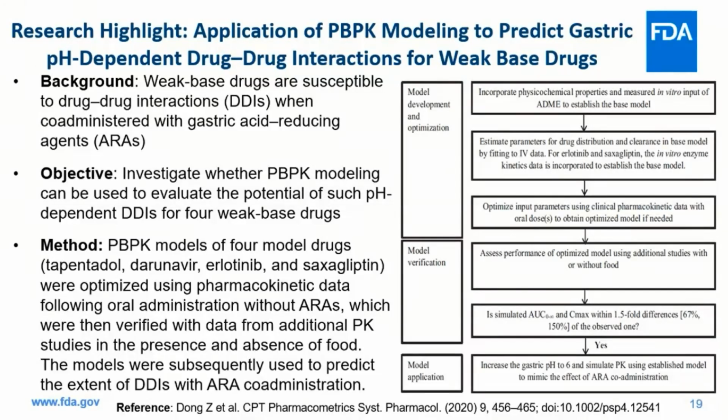Then, in another research project, we investigated whether PBPK modeling can be used to evaluate the potential of such pH-dependent DDIs for 4 weak-base drugs, including tapentadol, darunavir, erlotinib, and saxagliptin. PBPK models were developed and optimized using PK data following oral administration without ARAs, which were then verified with data from additional PK studies in the presence and absence of food. The models were subsequently used to predict the extent of DDIs with ARA co-administration by changing the gastric pH to 6.